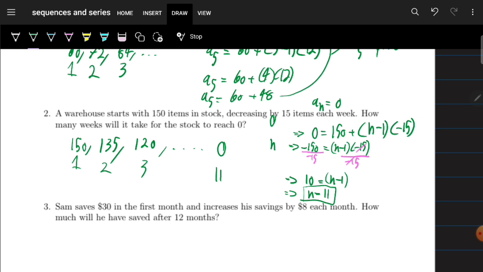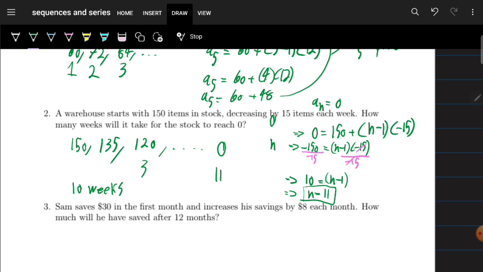Okay, but we have to be careful with word problems. The correct answer here is actually 10. So why is the correct answer 10? It's asking how many weeks it will take for the stock to reach 0. And we know that we start from 150. So it'll take 1 week to lose 15, another week to lose another 15, and so on. So our 11th term is 0, but it'll only take 10 weeks for the stock to go down to 0.